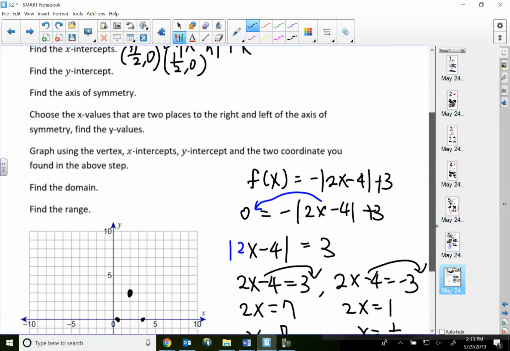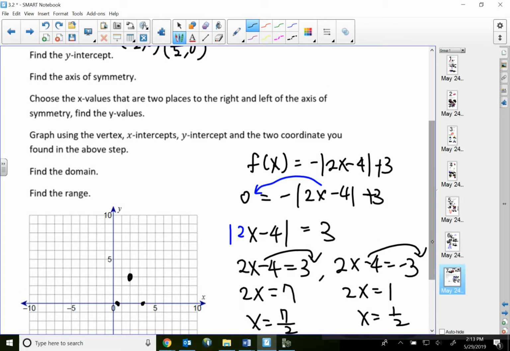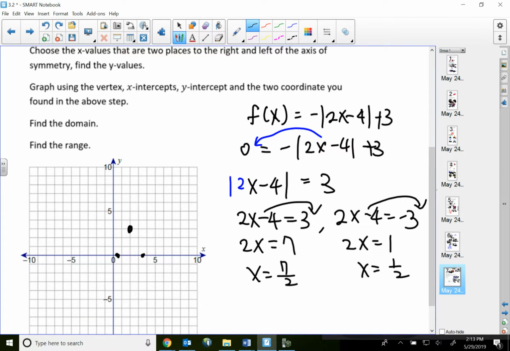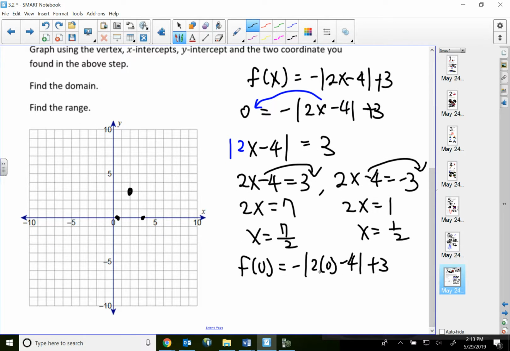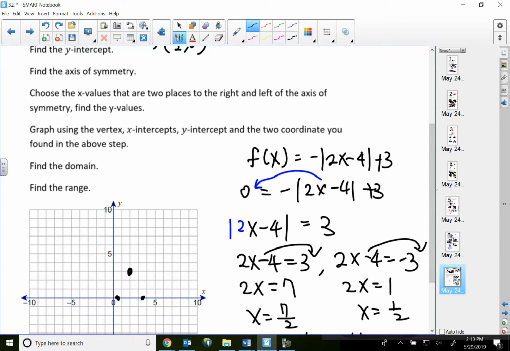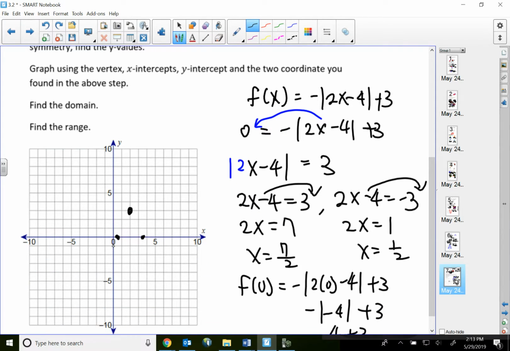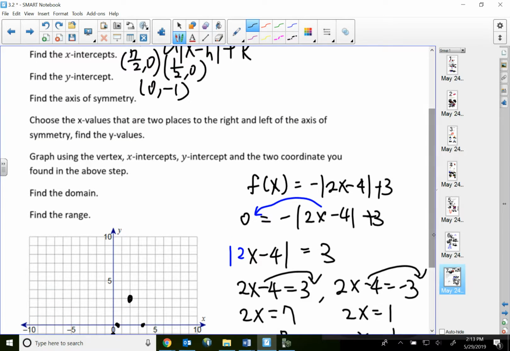All right, let's find the y-intercept real quick. Find y when x equals 0. That will be negative absolute value of 2 times 0 minus 4, plus 3. 2 times 0 is 0, 0 minus 4 is negative 4. Absolute value of negative 4 is positive 4, but since I still have a negative 1 times outside the absolute value, my 4 becomes negative 4, plus 3, which is negative 1. So my y-intercept is 0 comma negative 1. That'll be right here.